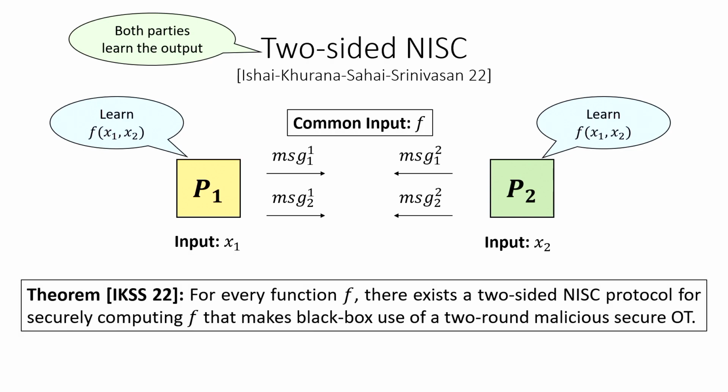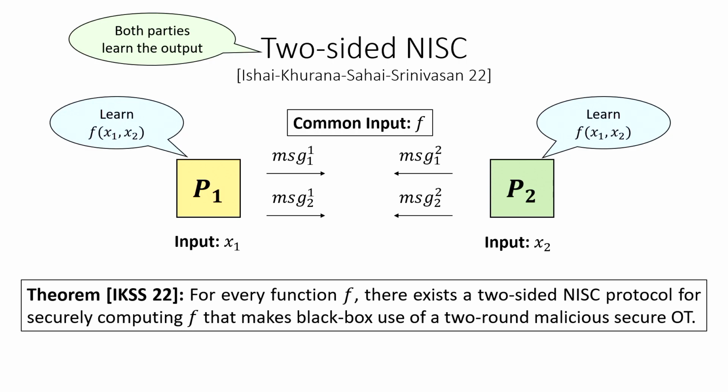And just note that if you took a one-sided NISC and you tried to run it in both directions, it does not result in two-sided NISC. And why is that? The two directions could actually result in the parties using different inputs. So it could be that in the first round, maybe P1 learns f of x1, x2, but in the second round, P2 learns f of x1 prime, x2 prime. So one-sided NISC does not imply two-sided NISC, generally speaking.